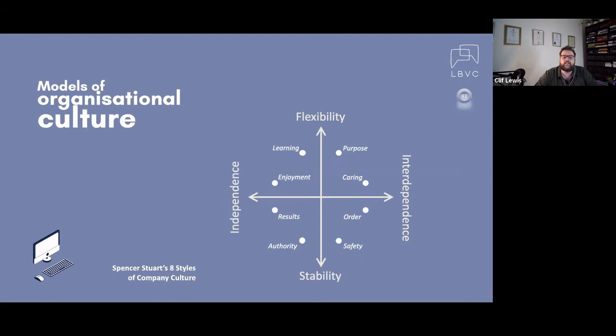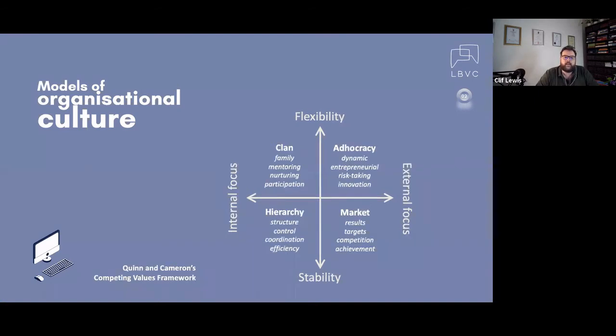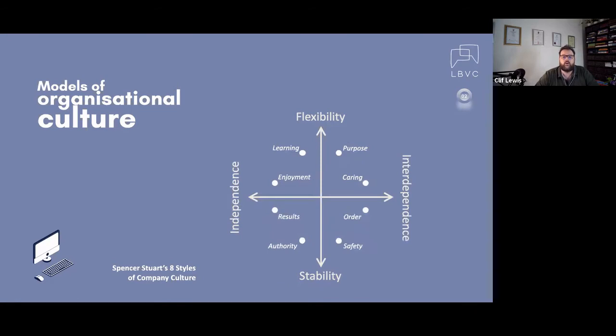And so each of these 8 styles is essentially the 4 quadrants, but with a little bit more nuance to it. So if you measure high on flexibility and high on external focus, then it would be in one quadrant. In this one, however, if you have high flexibility and high interdependence, but with more of a focus on flexibility, you would have a purpose-driven culture.